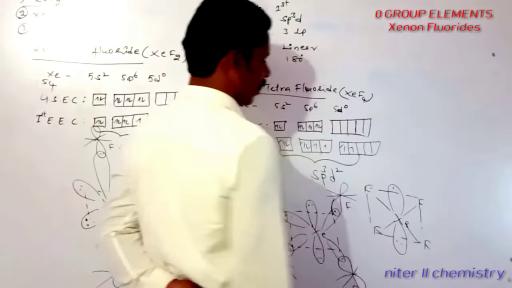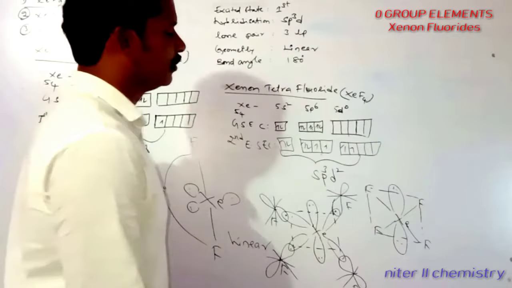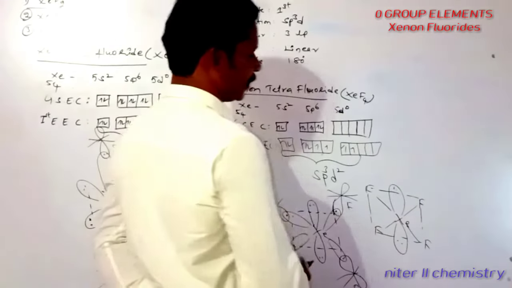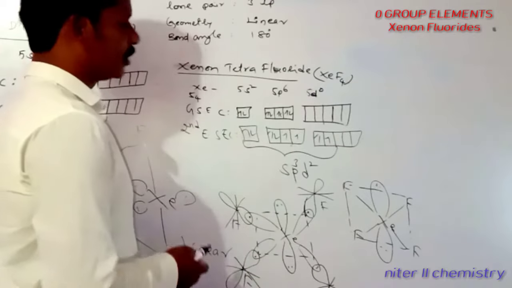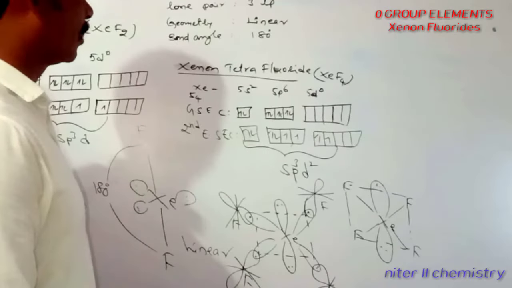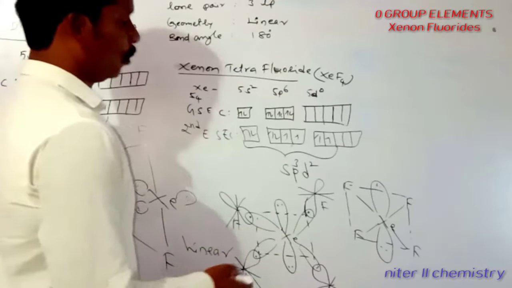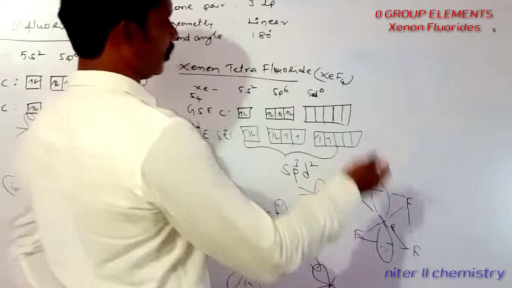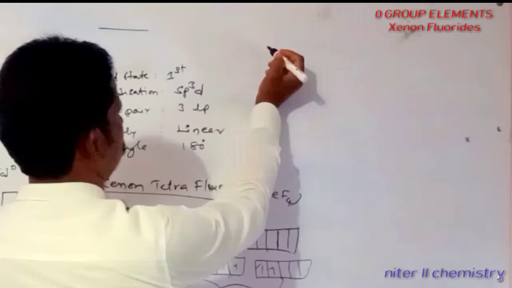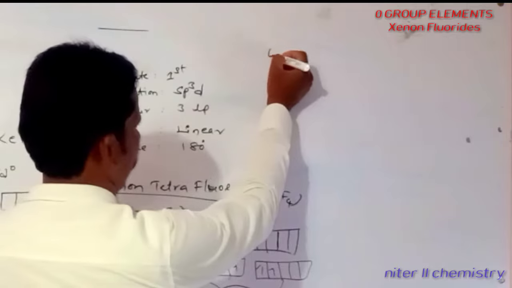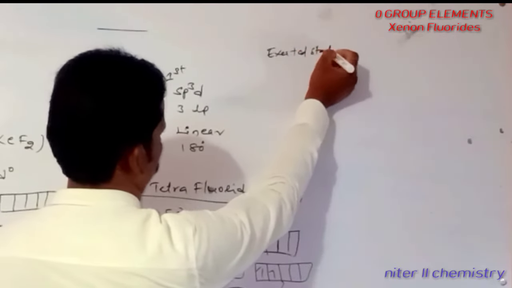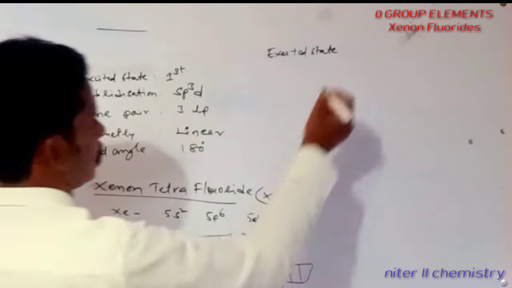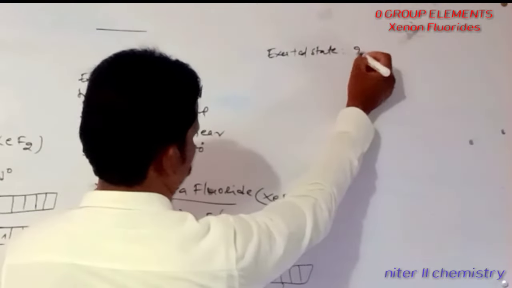electrons are very near to the xenon. Then it looks like a square planar geometry only. So according to this, we can write the conclusions. What is the excited state of this one? In xenon tetrafluoride, the excited state is, which one is it?